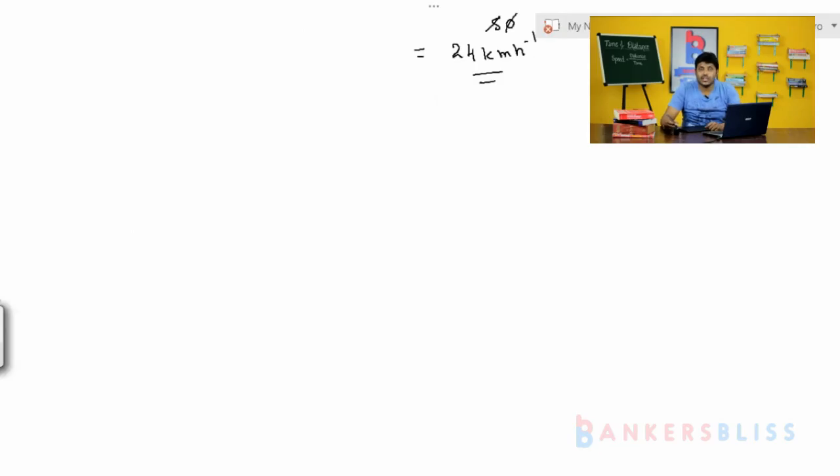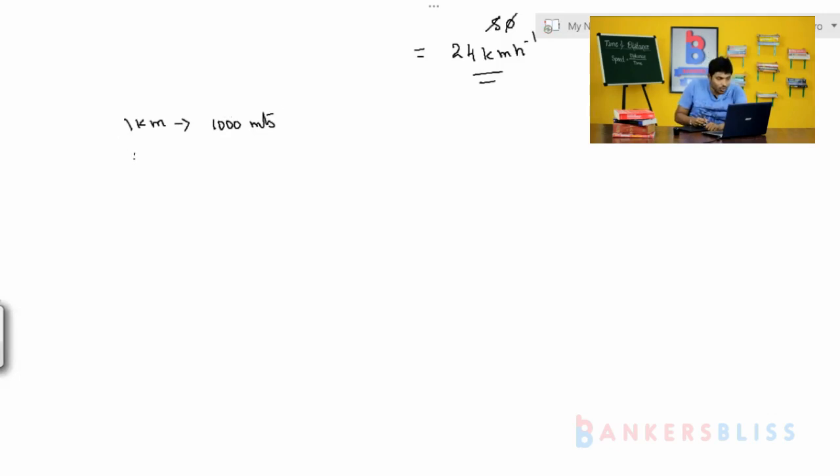Conversion. Next is unit conversion. See here, 1 kilometer means how many meters? 1000 meters. 1 kilometer means 1000 meters.